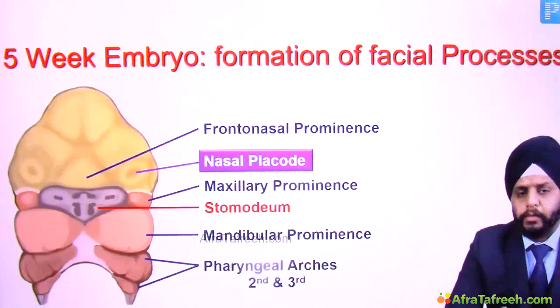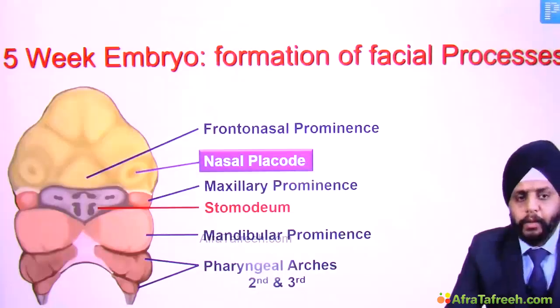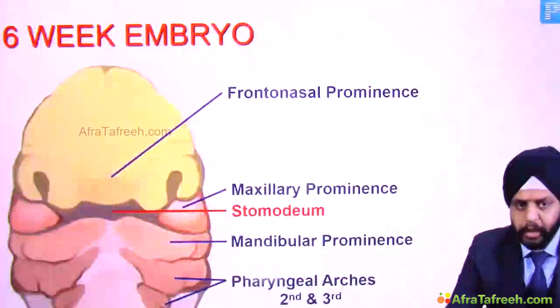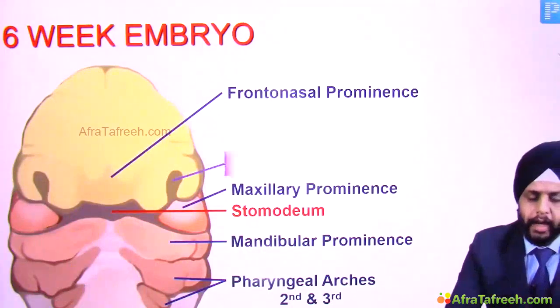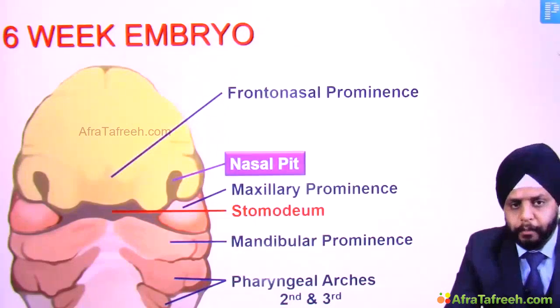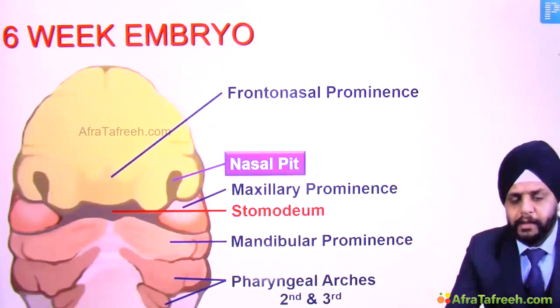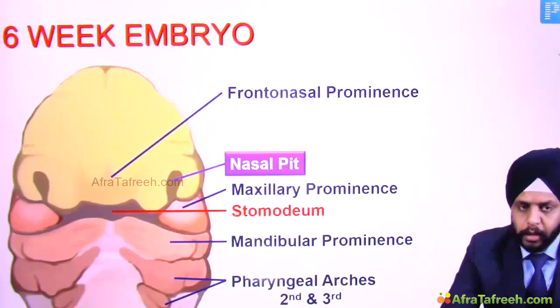Now what happens to this nasal placode? This is an ectodermal thickening, and what will happen? It will go in. Okay, as you can see in this next photograph, it has gone in, and when it goes in, it forms a nasal pit. Okay, so the nasal placode converts into nasal pit, and the nasal pit is basically the primitive nasal cavity, so the nasal cavity starts forming.